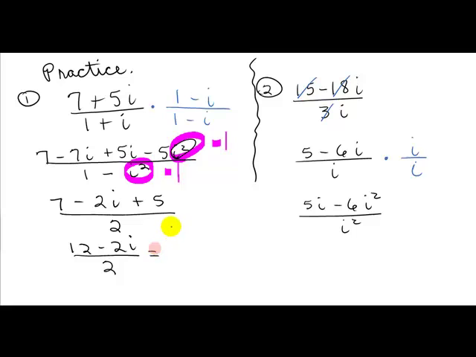When we look, our 12, our 2, and our 2 can all be divided by 2. So 12 divided by 2 is 6, and -2 divided by 2 is 1, so what's left here is the i, and we're finished with that one.